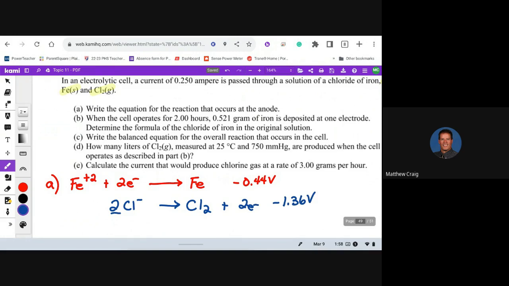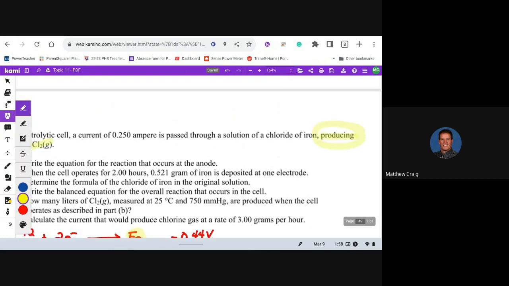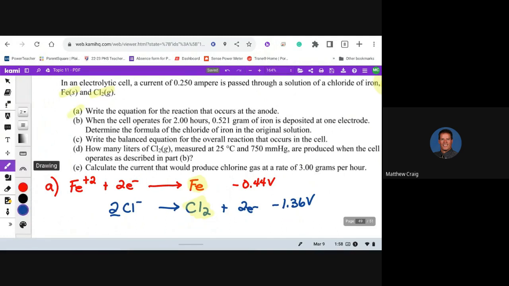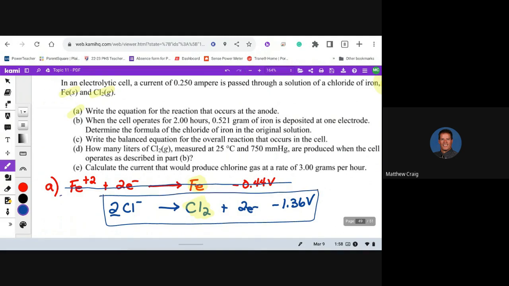Okay. So I wrote both of those equations out so that you could see. Now, again, I'm not answering the question yet. There's my iron. There's my chlorine that was produced. Now, A, which one of these am I going to keep? The chlorine. So I'm going to draw a line through this one. I'm not erasing it, but I'm going to box this in. That's my answer for A.